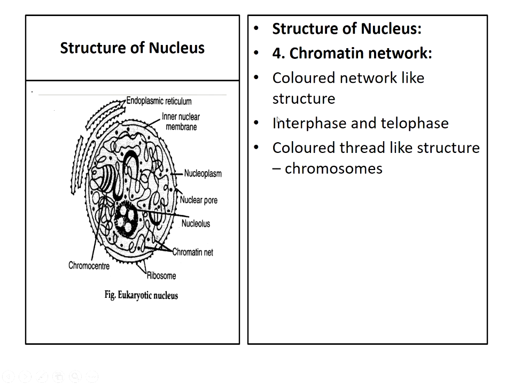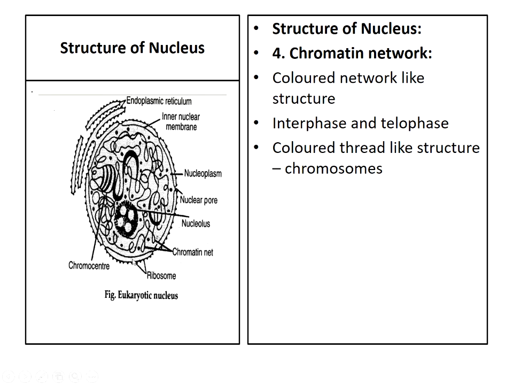So next, the fourth part, that is the chromatin network. We call it chromatin reticulum or chromatin network. Chromo means color and tin means body, that is colored bodies. Chromatin networks are the colored bodies. It is the colored network like structure which is present inside the nucleus.